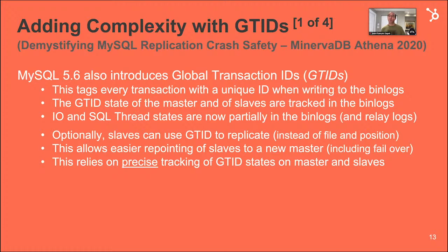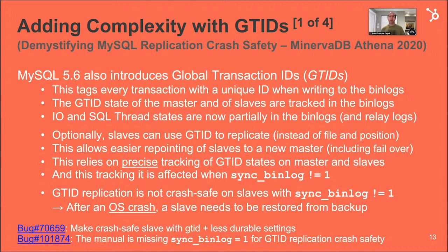Optionally, although I don't advise you to do this, you can replicate by position. So the SQL thread position is not a file and a position anymore, it is a GTID. Therefore we can repoint after failure and find things thanks to GTIDs. This improvement relies on the GTID state on the slave. Sadly, when you flush your binary logs, you need to set sync binlog, for example. It means that the state of a slave will be preserved after an operating system crash.